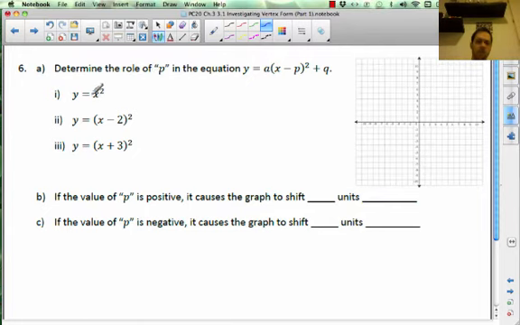The role of P. Let's plug these into Desmos. We'll draw our original function here, y equals x squared, and see how the new ones compare here.